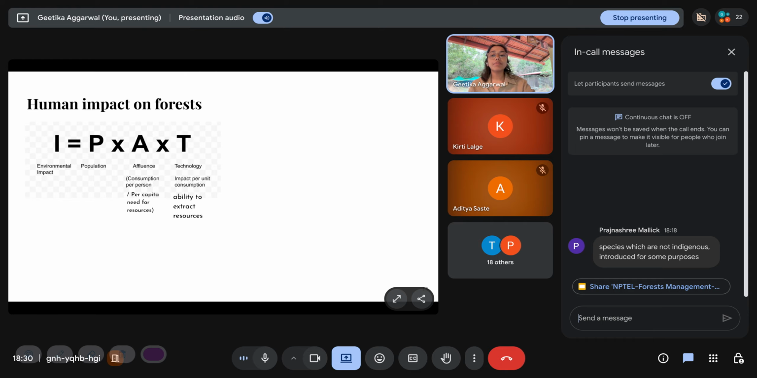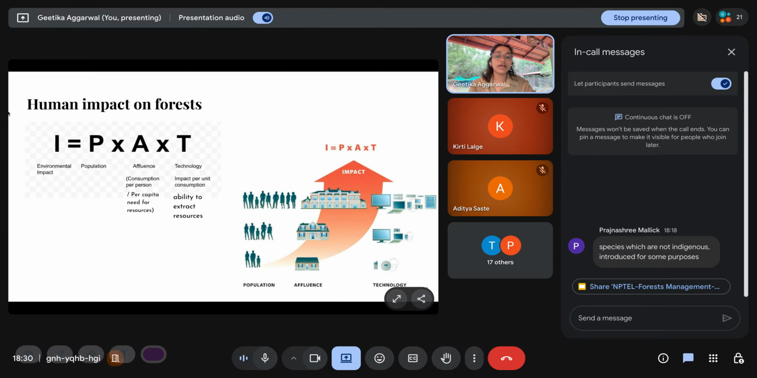So that is how the impact on the forest is also increasing, because we keep on increasing A, and population size is anyway going up. Technology is also getting better and better with time. So that basically leads to more and more environmental impact.